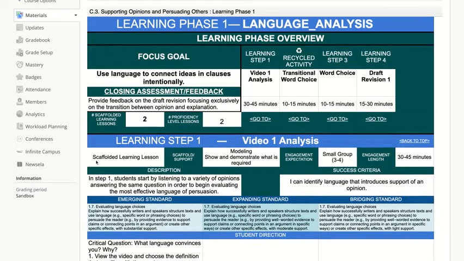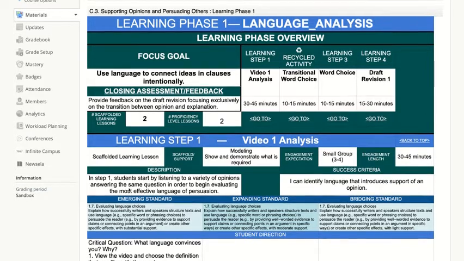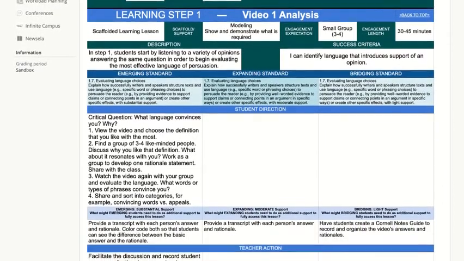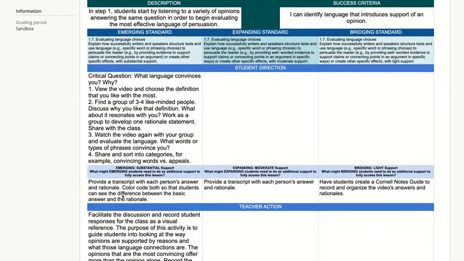Next, you have scaffolded learning lessons and proficiency level learning lessons. A scaffolded learning lesson is a lesson that has one set of directions for students at all proficiency levels, and the individualized support is found within the support section listed below the student directions.